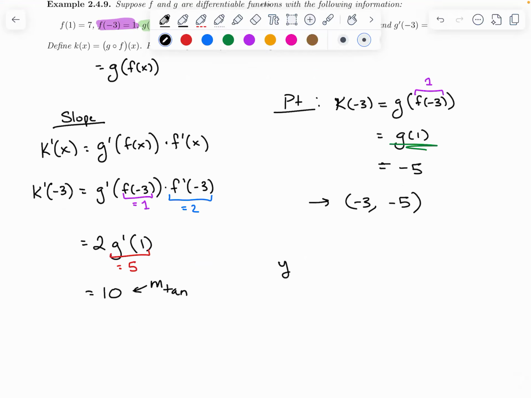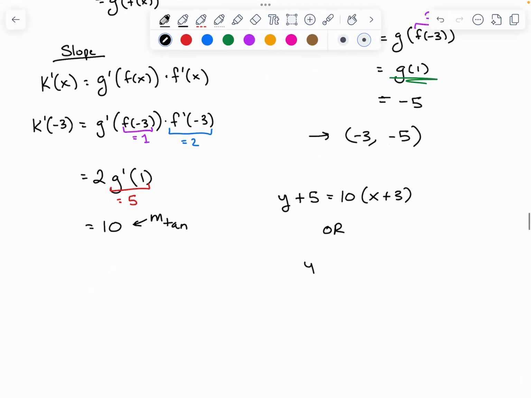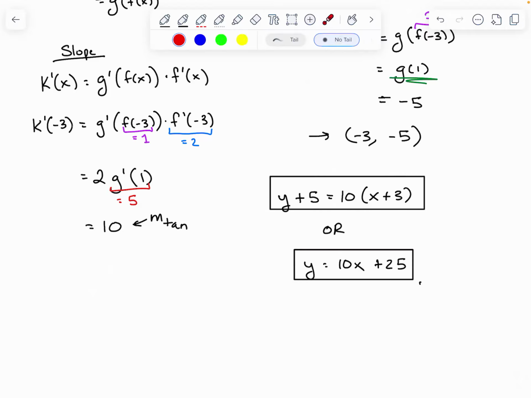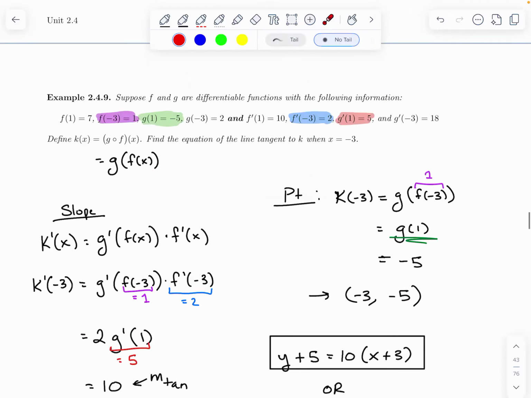y minus y sub 1, so y plus 5, because it's minus negative, equals 10 times x minus negative 3, so x plus 3. Or if we really want to simplify it, y equals 10x plus 30 minus 5, so plus 25. Either way is acceptable. I'd prefer the first form because it gives me more information about the specific tangent line in question. It tells me where the tangent line's occurring and the slope right off the bat, but either way is acceptable.